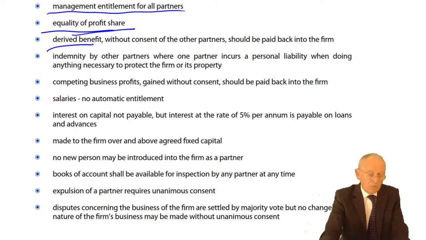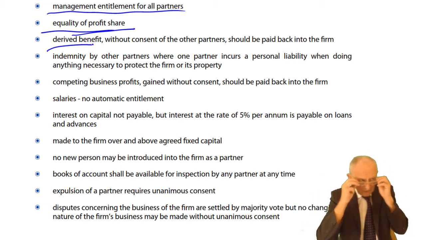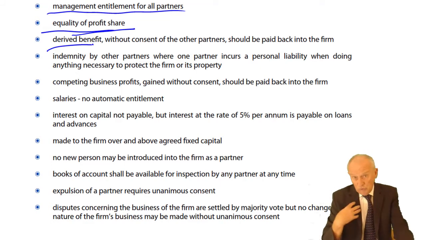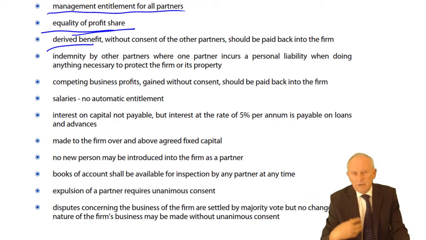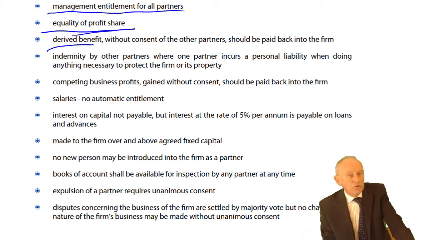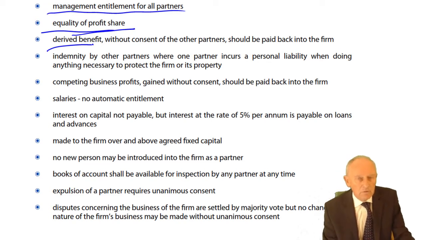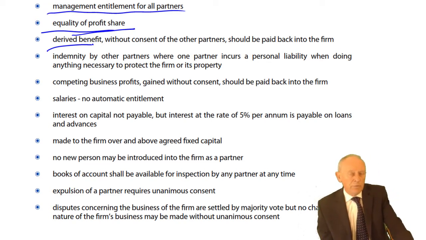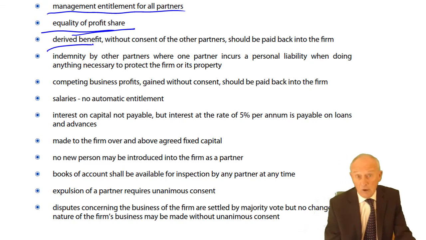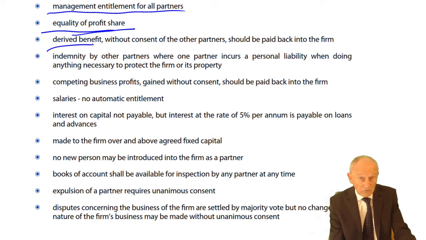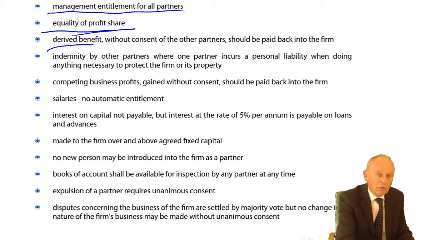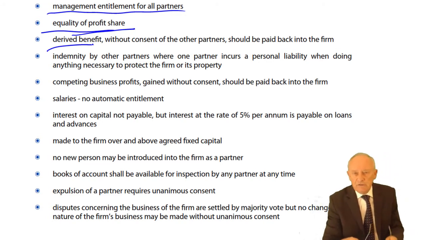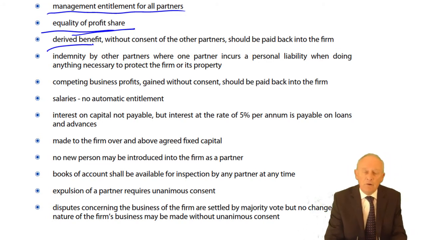Derived benefit. Where a partner derives some benefit as a result of my use, if I derive some benefit as a result of my use without consent of partnership assets, and you find out that I've had this benefit from using these assets without your consent, then I must account to the firm for all the benefits that I have derived from that wrongful use by me of those partnership assets.